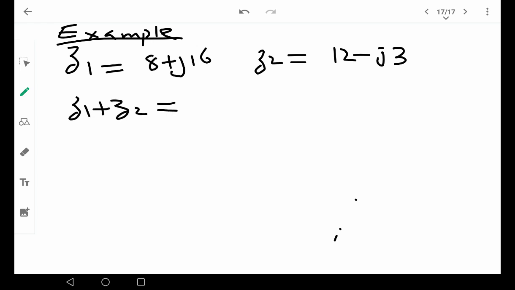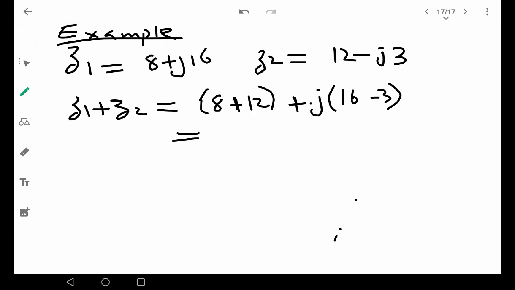You add the real parts. 8 plus 12, that is 20, right? You can write it as 8 plus 12 plus j into 16 minus 3. So it will come as 20 plus j13. That's the answer.